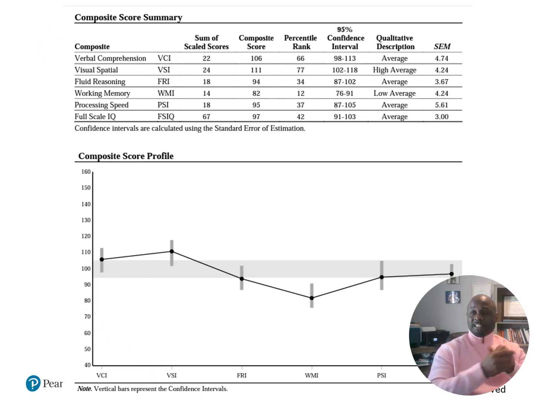Here's an example of the composite score, and again, we talked about graphs in our last class. You can see how the graph is ranking and how it's flowing with each one of those different profiles or composites, right?